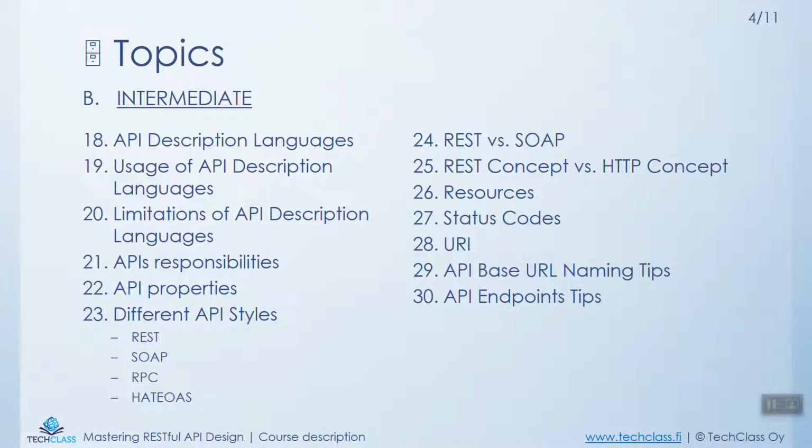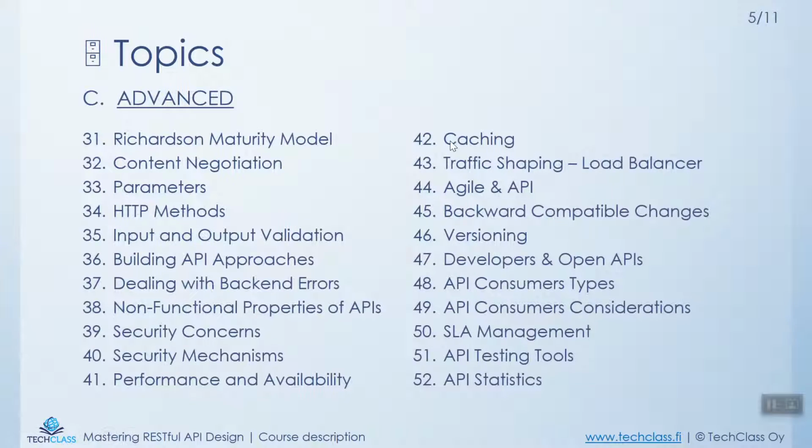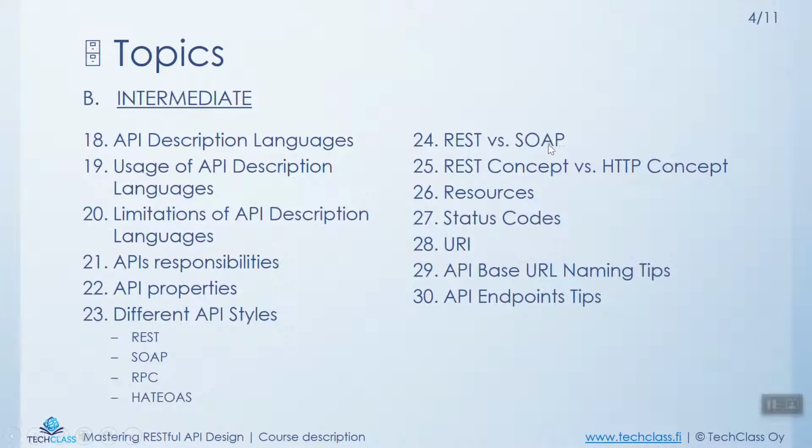And then we are specifically going to compare REST and SOAP because they are the most used styles. And then we're going to get familiar with the REST concept, and the comparison between the REST concept and the HTTP concept as well. What are the resources, the status codes, URI, and API-based URL naming tips would also be very important to learn. How to name your API-based URL, and then finally API endpoints tips.